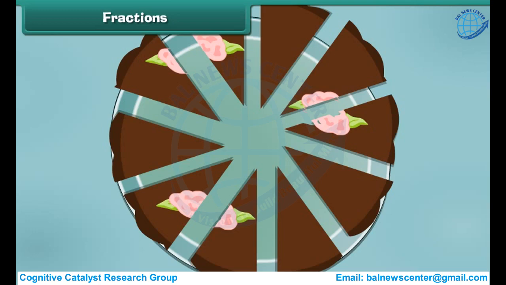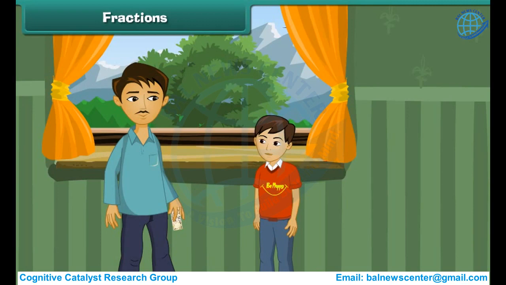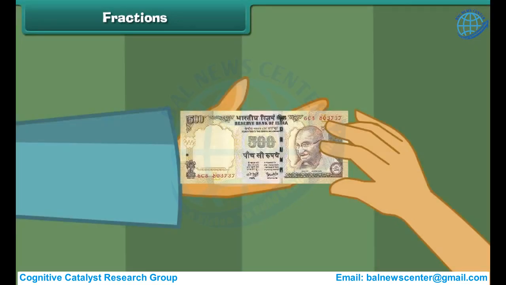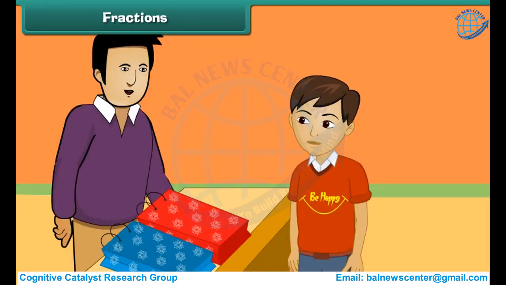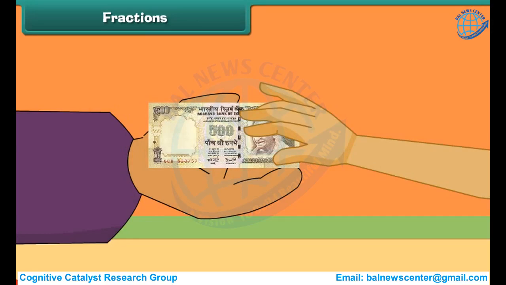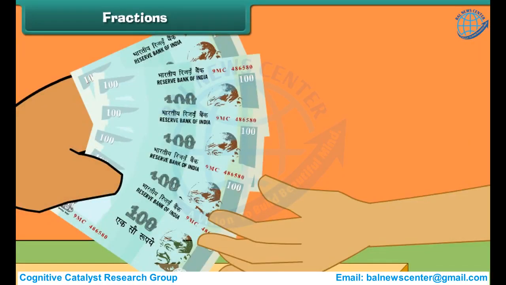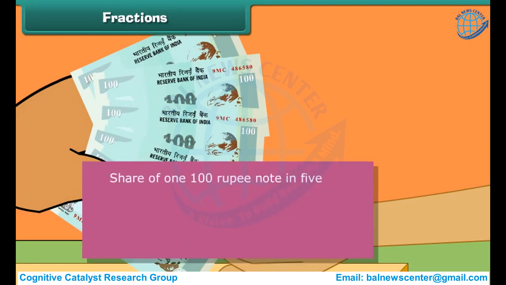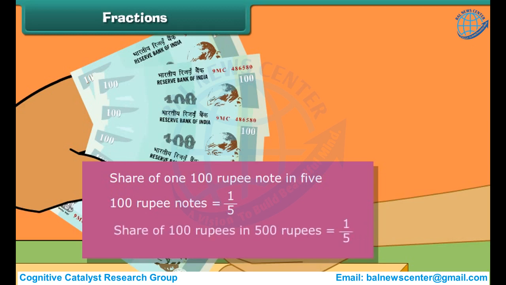Consider another example. Rishabh's father sends him to a nearby shop to get a 500 rupee note exchanged for 100 rupee notes. The shopkeeper accepts the 500 rupee note and gives 5 100 rupee notes in return. Each 100 rupee note is one out of the 5 notes. Therefore, 100 rupees constitutes 1/5th of 500 rupees.